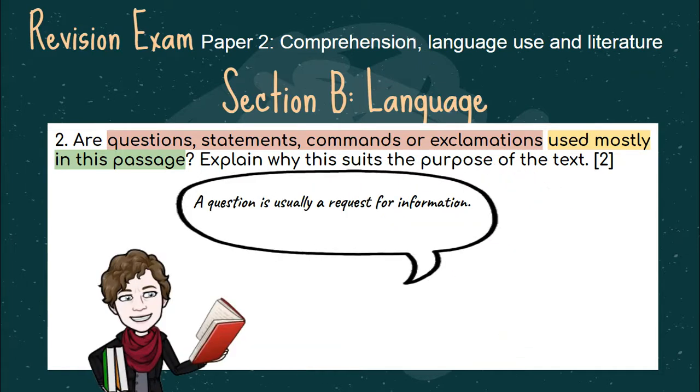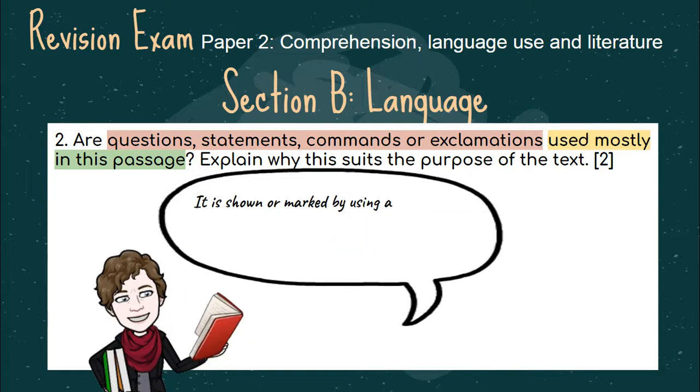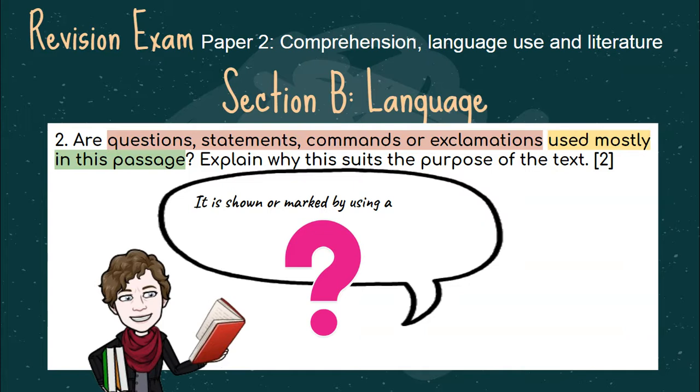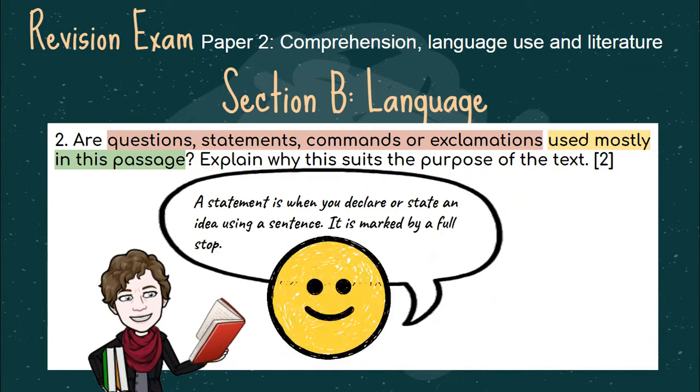So just to remind you again about the 4 main types of sentences, a question is usually a request for information. They want to elicit something from you. So it often includes a question word such as who, what, when, where, which. There's a whole bunch of them. And it's shown or marked by using a question mark. A statement is when you declare or state an idea. So usually a statement is just marked by a full stop.